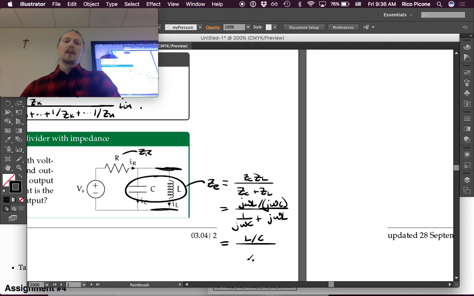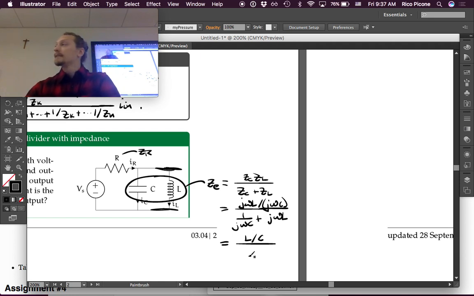In the denominator, we have these two terms. We'd like to combine them. If we multiply this first term by J over J, we can add them, right? Because then they're both imaginary numbers.